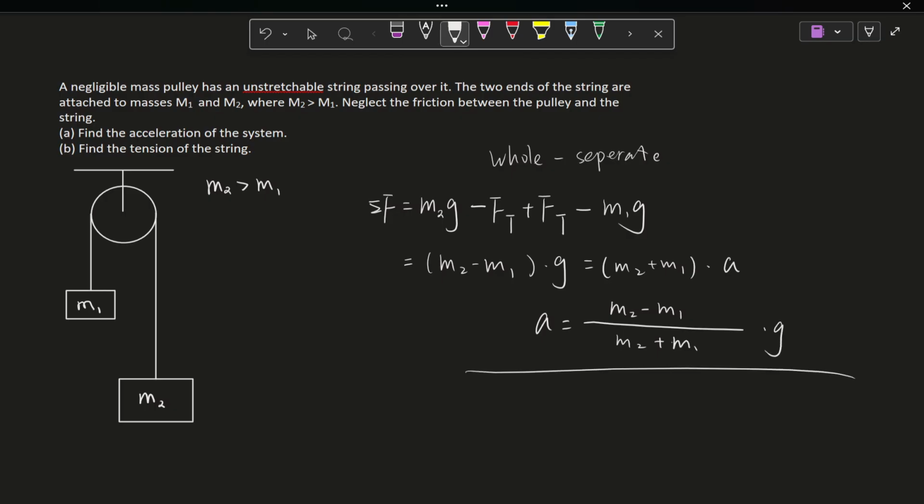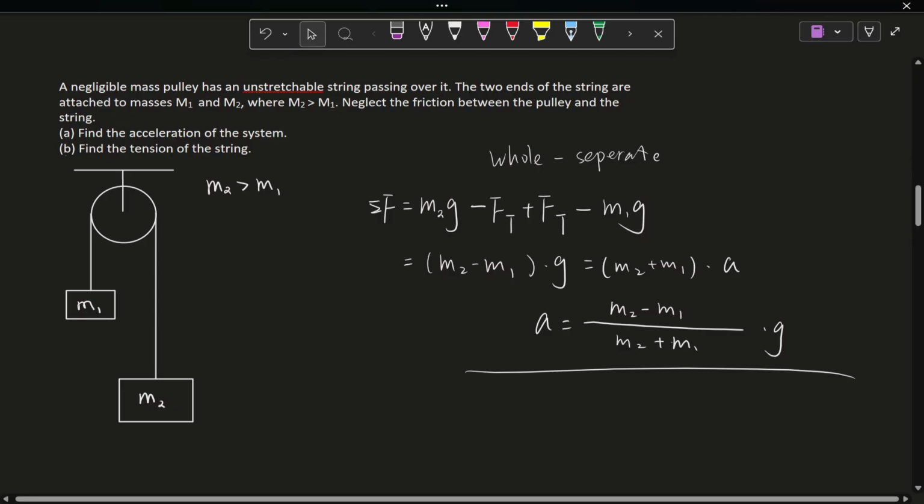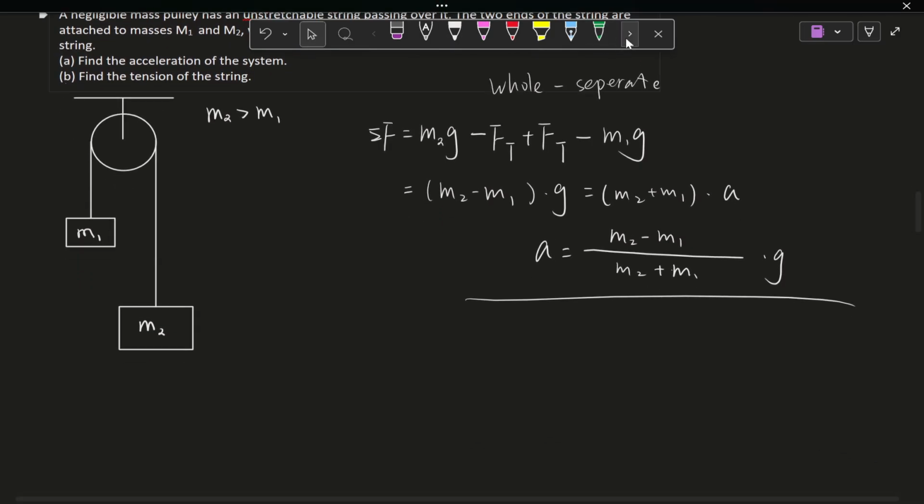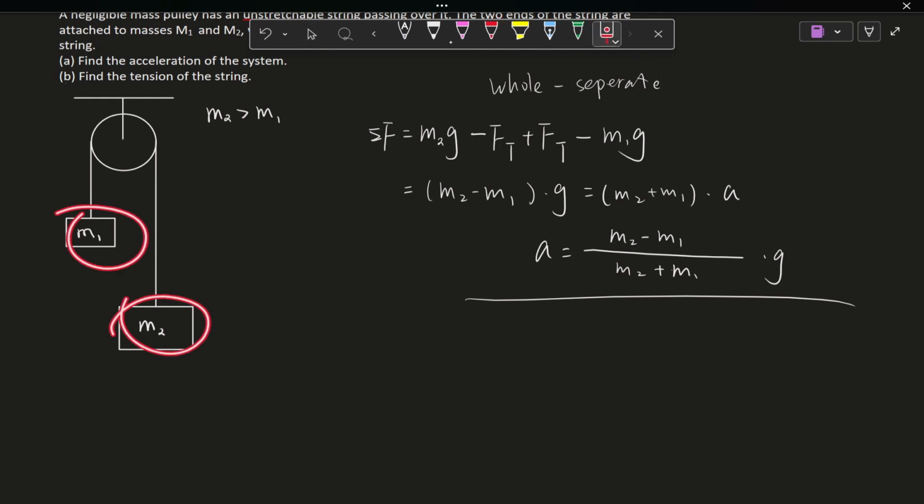This is your acceleration. B part. Find the tension of the string. You can pick either of the objects. You can pick M1 or M2. Over here, I will pick M1. B. The net force for object number 1 is equal to, there's a gravitational force pulling it downward, right? And there's a tension force pulling it upward.